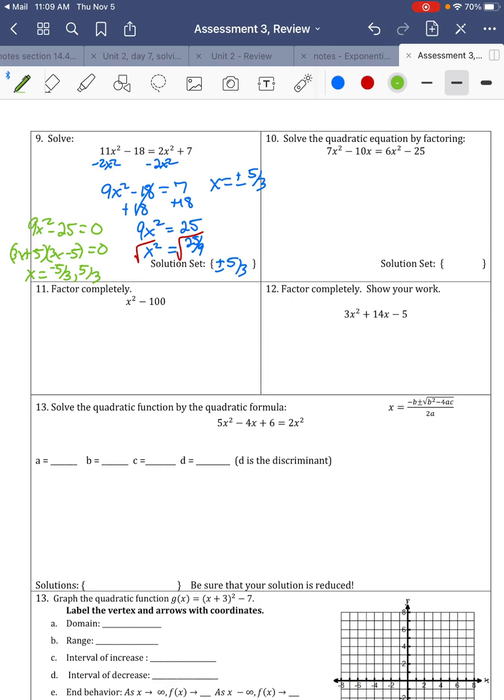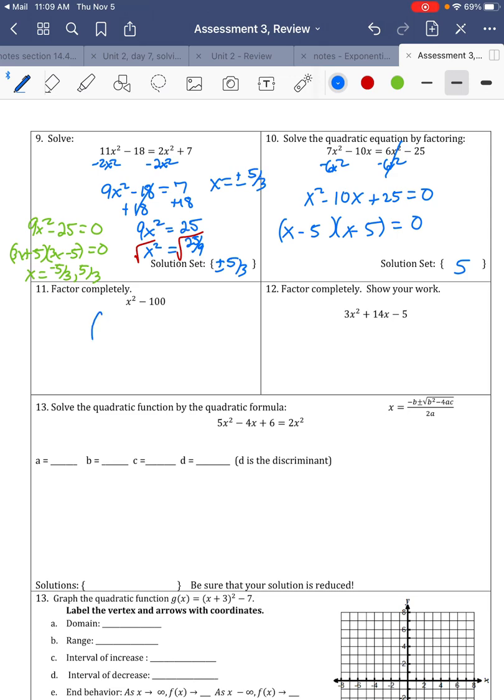All right, this one says solve by factoring. So I'm going to get everything together, take away 6x squared. So I have x squared minus 10x. This is gone, and the negative 25 just needs to come over. So why don't we say plus 25 then? All right, so 5 and 5 multiply to 25 and add up to 10. So it would be x minus 5, x minus 5. So the solution is just 5. It's a double root.